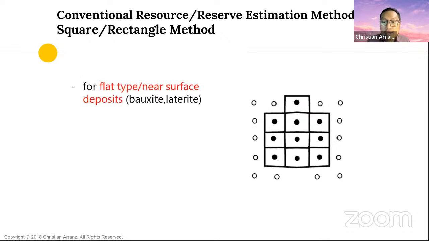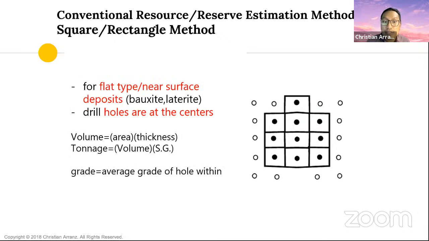So that's where the pitfall of this method is. Okay, if you notice, ibig sabihin, paano kung malalaki yung squares mo or malalaki yung rectangles mo? Then, inaccurate na siya. Kasi maaaring nagbabago yung grade depende sa closely spaced drill holes versus dun sa widely spaced drill holes. So, highly dependent ito dun sa spacing ng drill holes.